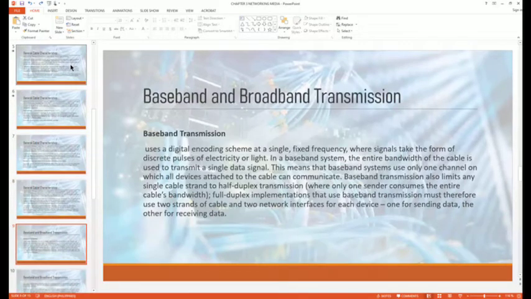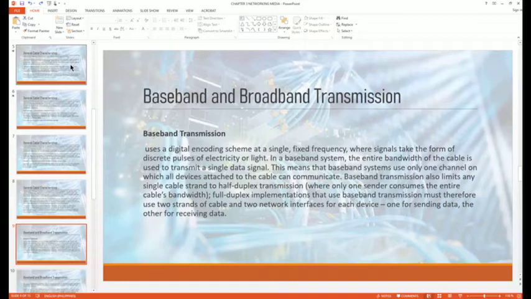Okay, the next topic is baseband and broadband transmission. Let's go first to baseband transmission. It uses a digital encoding scheme at a single fixed frequency, where signals take the form of discrete pulses of electricity or light. In a baseband system, the entire bandwidth of the cable is used to transmit a single data signal. This means that baseband systems use only one channel on which all devices attached to the cable can communicate.